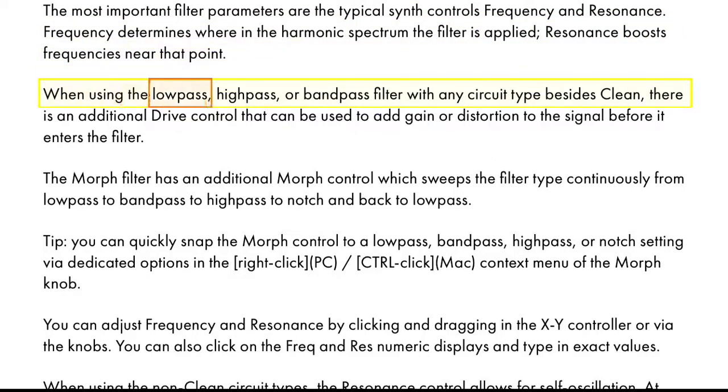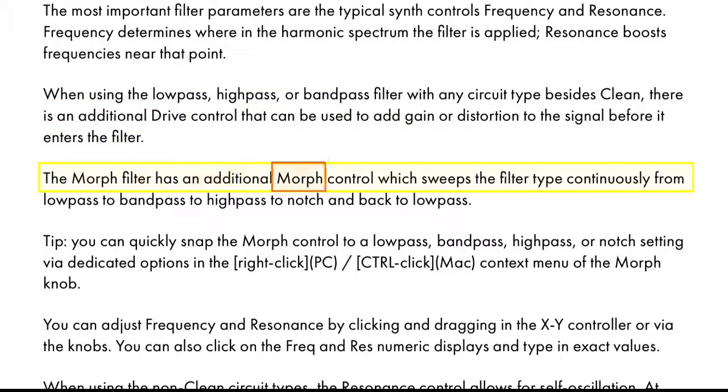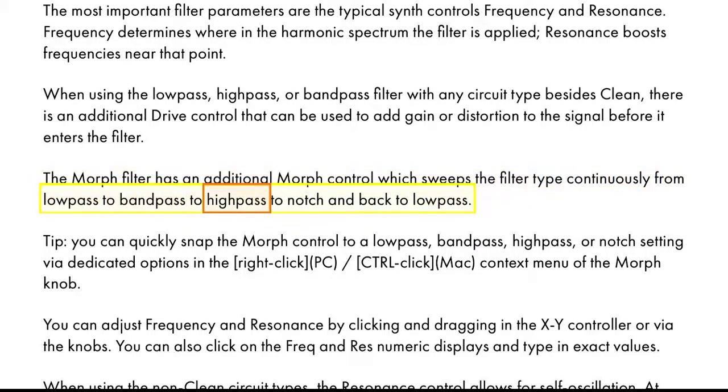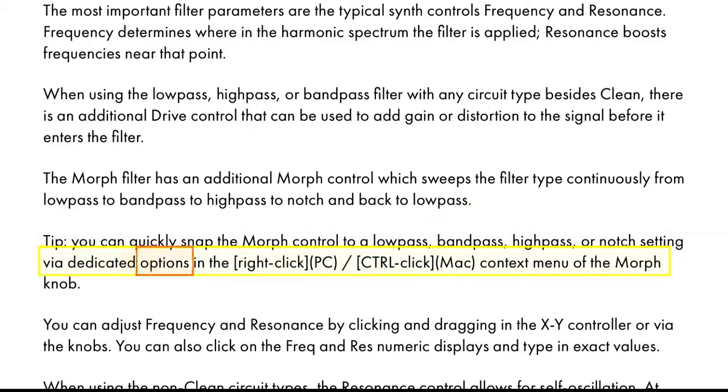When using the low-pass, high-pass, or bandpass filter with any circuit type besides clean, there is an additional drive control that can be used to add gain or distortion to the signal before it enters the filter. The morph filter has an additional morph control which sweeps the filter type continuously from low-pass to bandpass to high-pass to notch and back to low-pass. Tip: you can quickly snap the morph control to a low-pass, bandpass, high-pass, or notch setting via dedicated options in the right-click PC/Control-click Mac context menu of the morph knob.